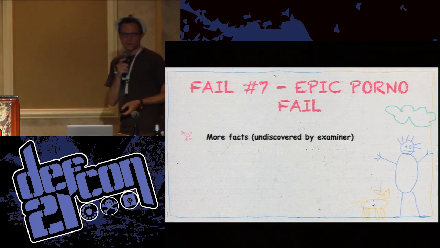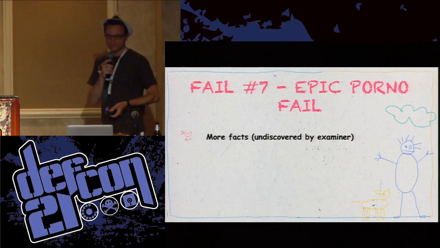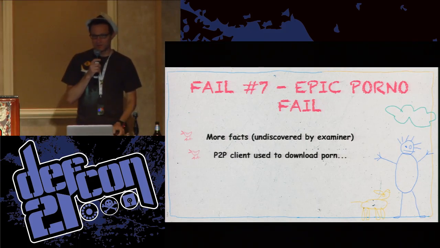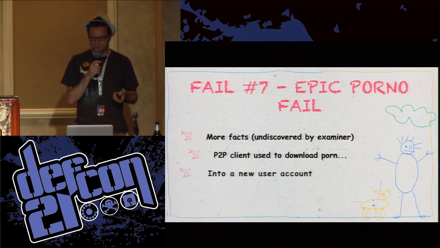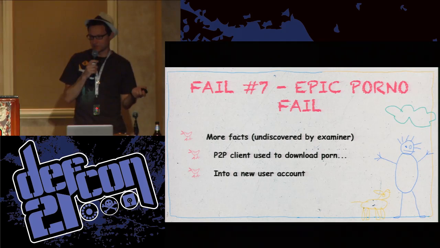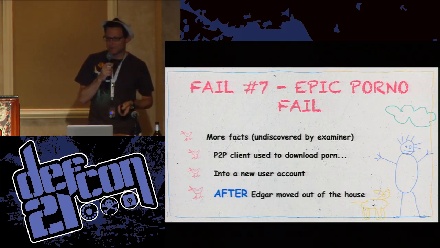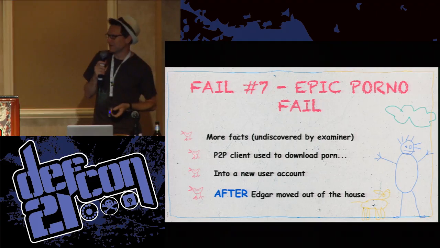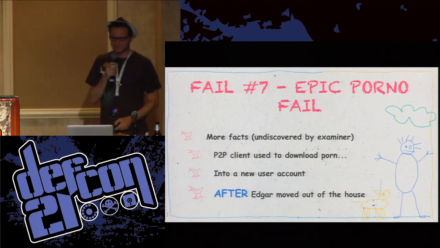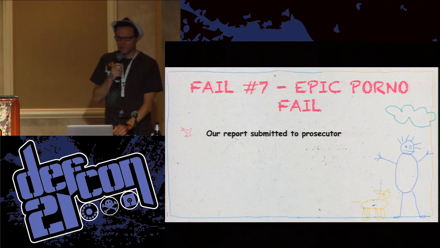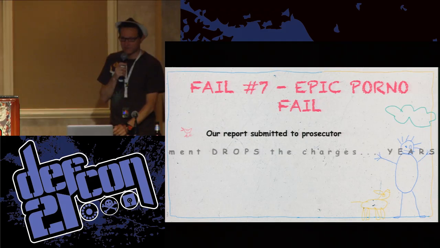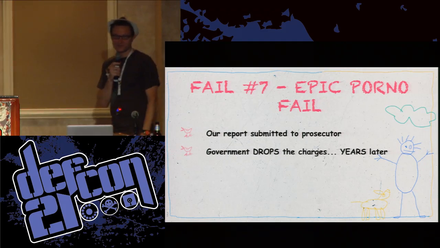All right, so more facts undiscovered by the examiner. The P2P client was used to download porn. The examiner didn't find that. It was downloaded into a new user account called Porno Lover. Guess when? After he moved out of the house. So we submitted our report to the prosecutor. It was like a 5-10 page report, something like that. And the government dropped the charges.